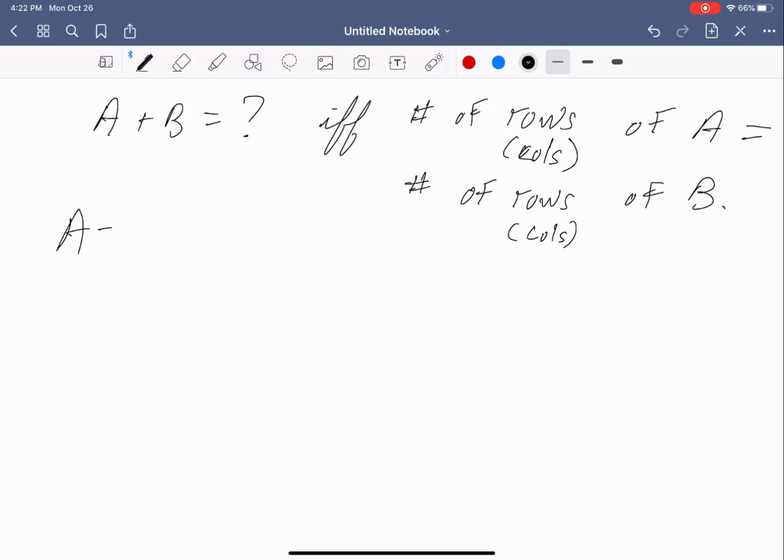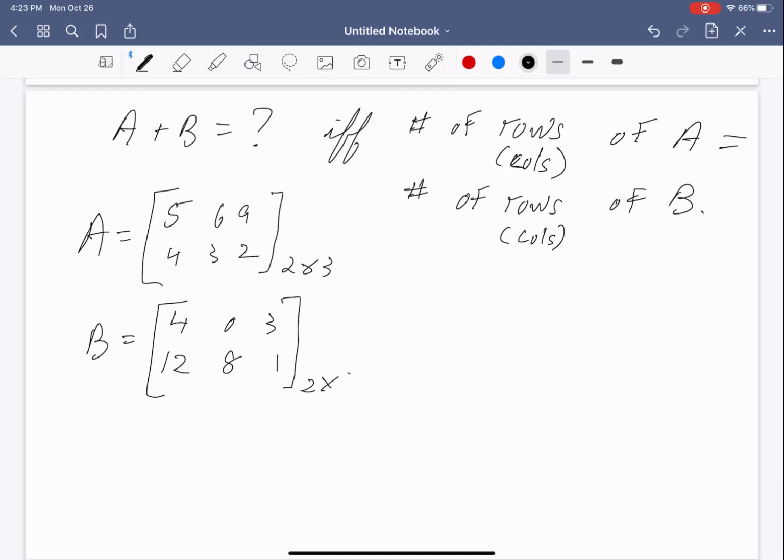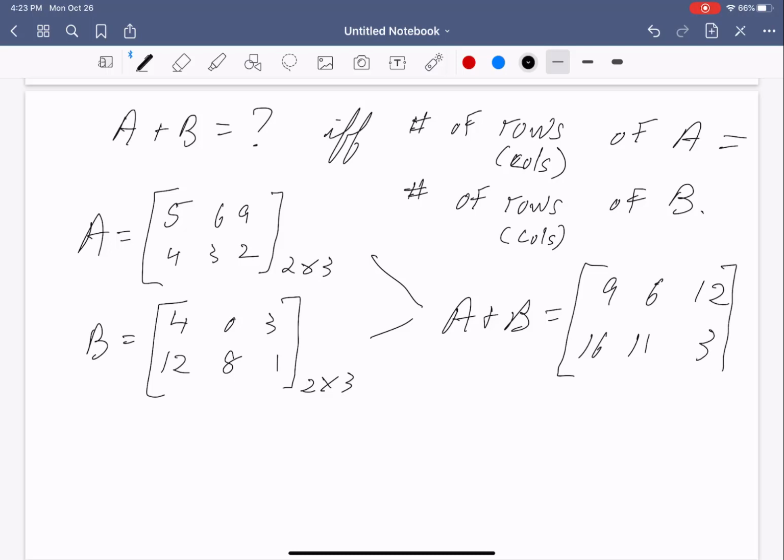So if A is equal to 5, 6, 9 again, 4, 3, 2, so it's a 2 by 3, and B is equal to, say, 4, 0, 3, 12, 8, 1, which is also 2 by 3, then A plus B is equal to 4 and 5 is 9, 6 and 0 is 6, 9 and 3 is 12, 12 and 4 is 16, 8 and 3 is 11, and 1 and 2 is 3. And that's a 2 by 3 matrix.